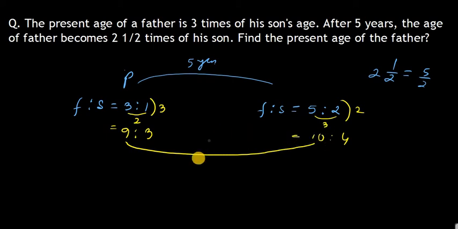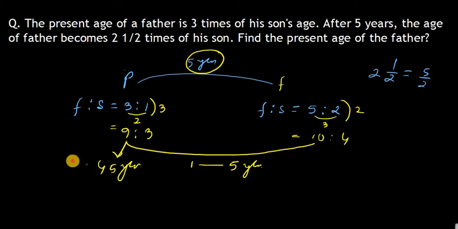After 5 years it is 10, so the gap is 1 unit, from present to future, which is 5 years. If one unit is equivalent to 5 years, then 9 units is 9 times 5, which is 45 years. This is the age of the father, the present age of the father.